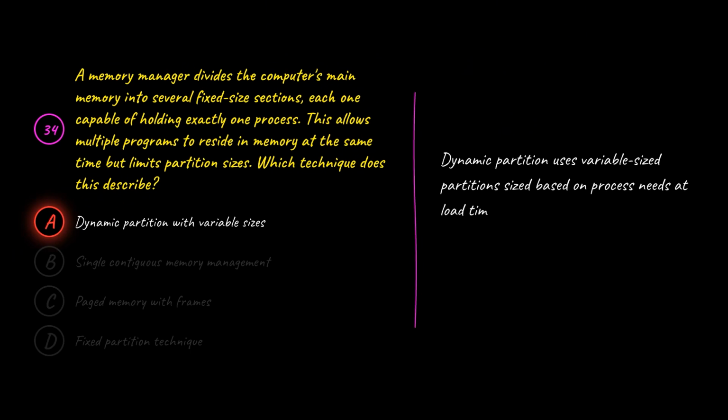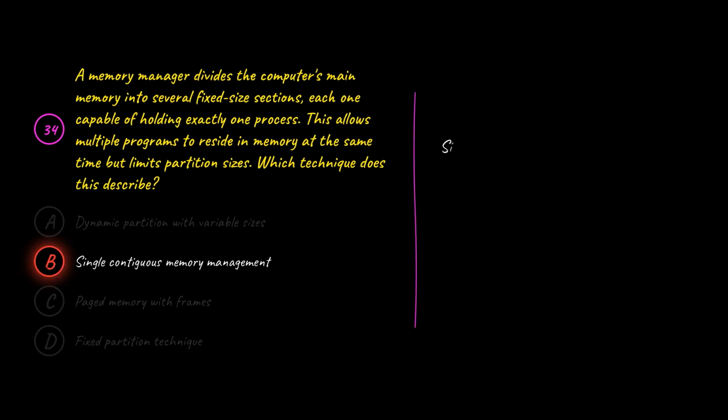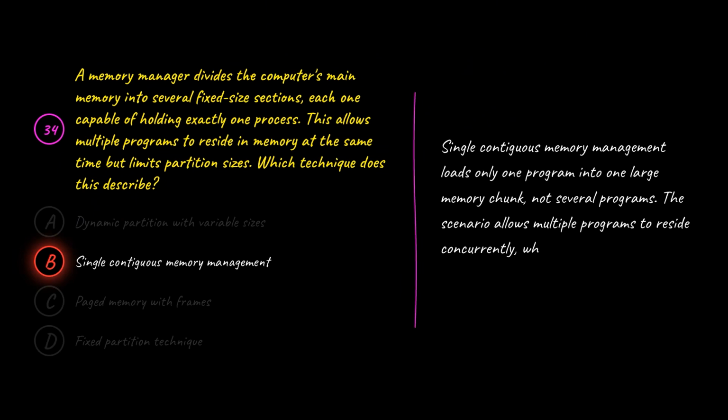The scenario explicitly describes fixed predetermined partition sizes, which is the opposite of the flexible sizing dynamic partitioning provides to processes. B is wrong because single contiguous memory management loads only one program into one large memory chunk, not several programs. The scenario allows multiple programs to reside concurrently, which directly contradicts the single program limitation of contiguous memory management.